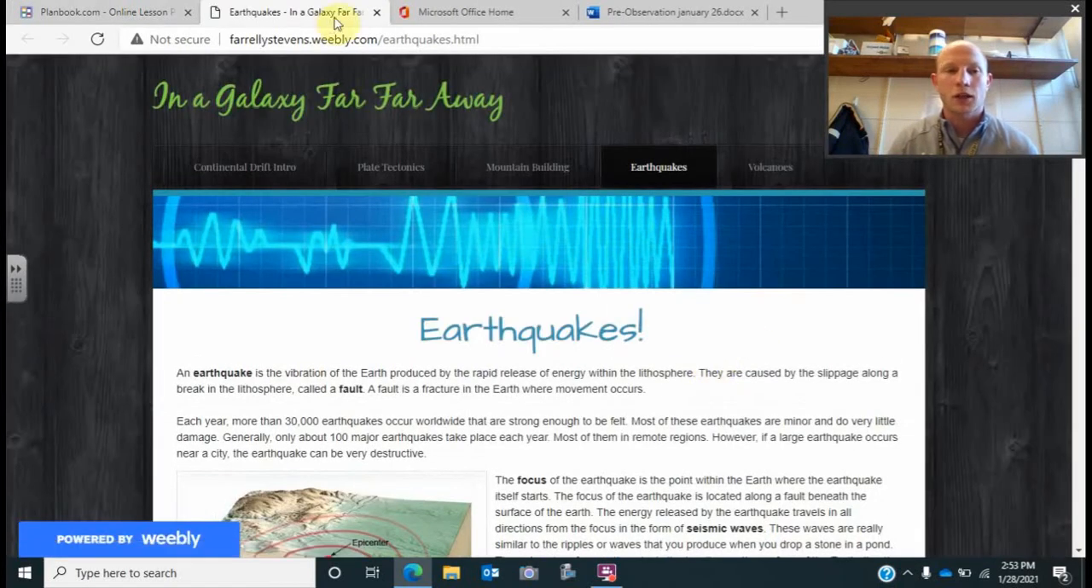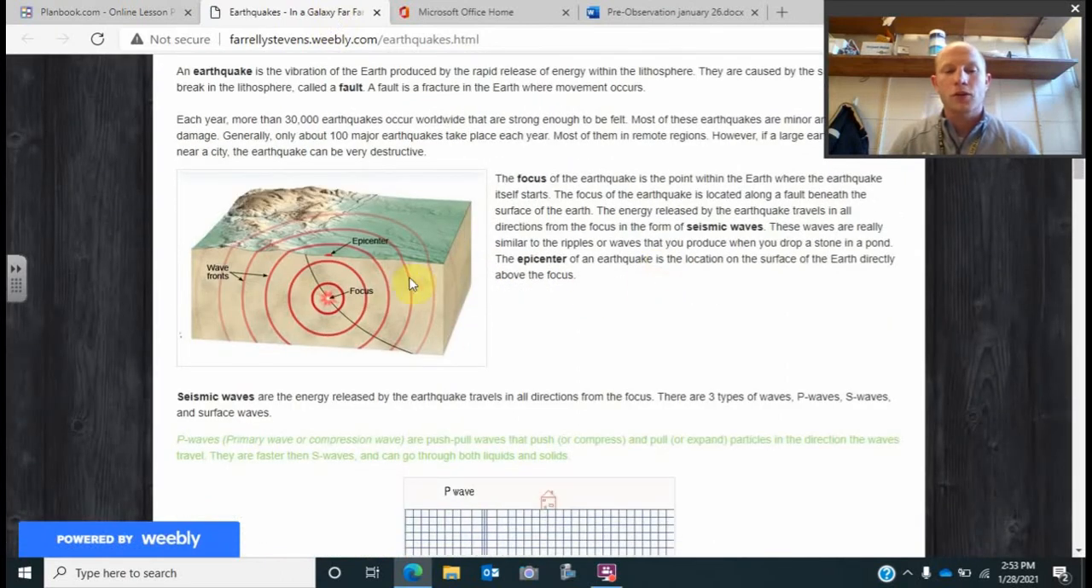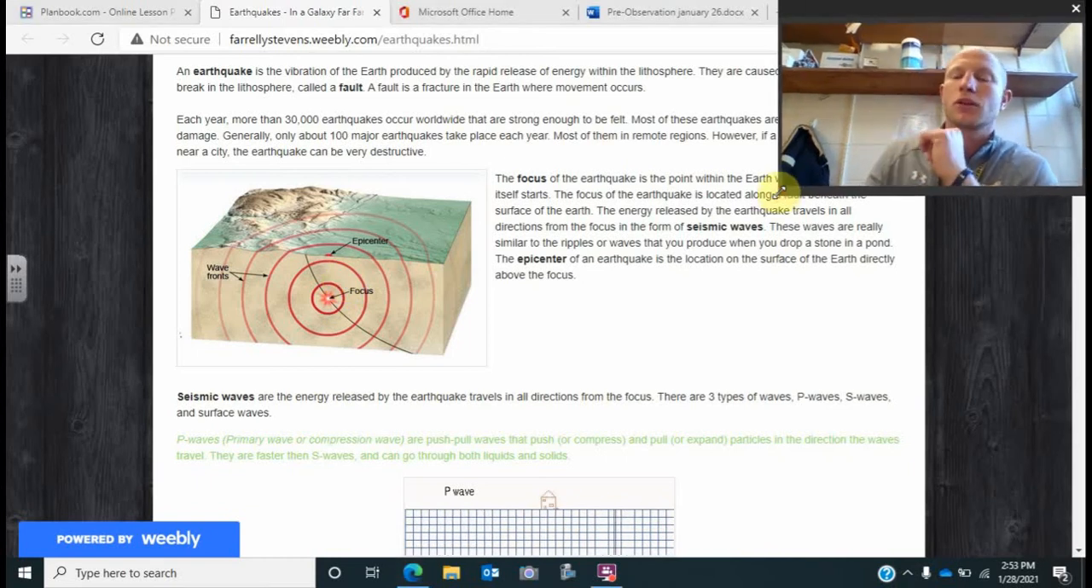So then we have our quakes. If we look at this little picture right here, we've always heard of an epicenter. Epi means upper. So your epidermis is the top layer of your skin. That's what an epidermis is. So our epicenter is where on the surface of Earth this earthquake is felt, right?